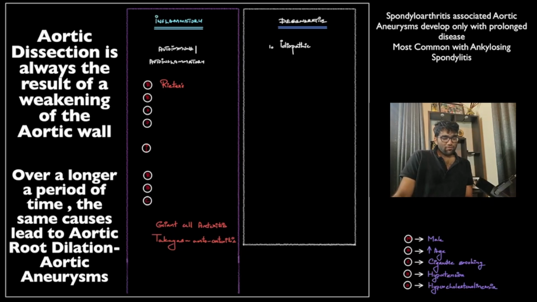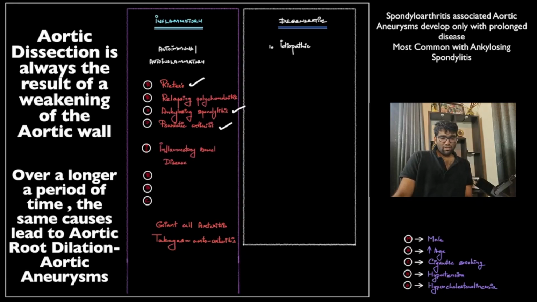Among the inflammatory causes of aortic root dilatation, we have Reiter's, that is reactive arthritis, relapsing polychondritis, ankylosing spondylitis, and psoriatic arthritis. Of these, as I've said, Reiter's, ankylosing spondylitis, and psoriatic arthritis would naturally be spondyloarthritis, and here the root dilatation is due to the fibrosis of the wall of the aorta.